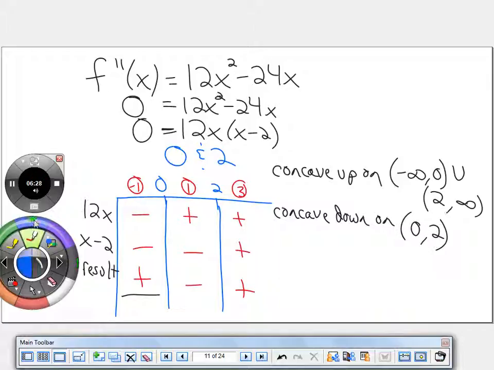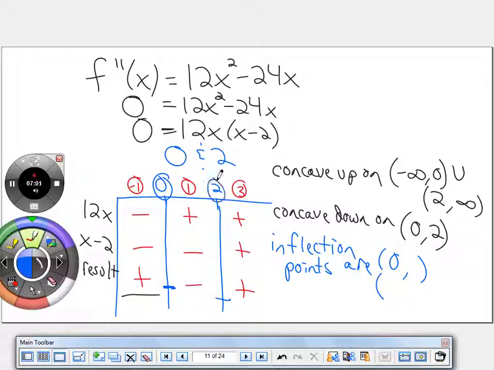And then the inflection points are going to be wherever the second derivative changes sign. So we would look for sign changes. We see a sign change right here. That means at 0, there's actually an inflection point. It goes from positive to negative, concave up to concave down. So the inflection points are 0, something. Got to figure that out. And then from negative to positive, we went from concave down to concave up. So we have an inflection point at 2, something. Got to figure that out.